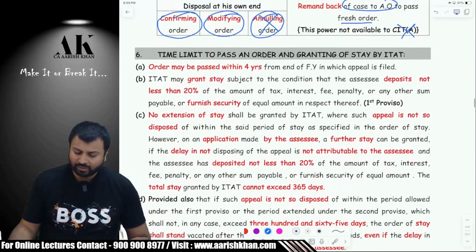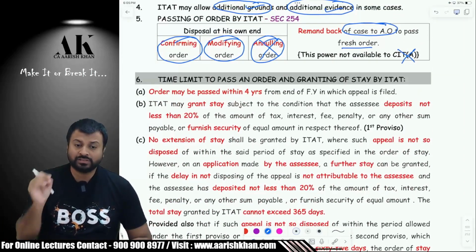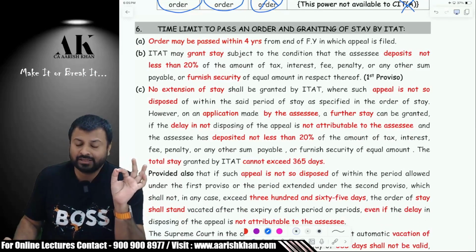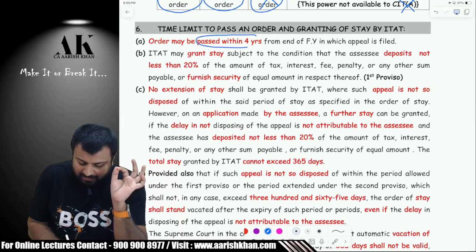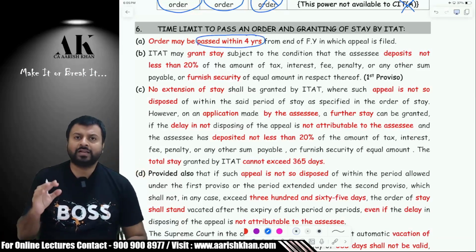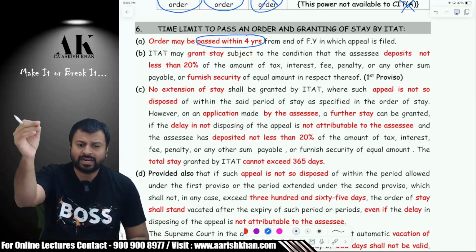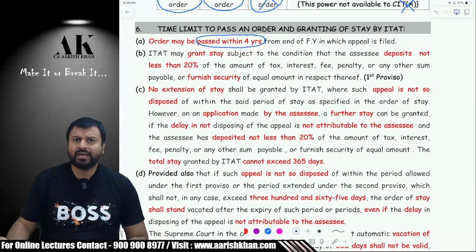Now, what is the time limit to pass an ITAT order? This is a very complicated issue. You have to be very careful when I'm explaining this point. By default, ITAT has to pass an order within 4 years from the end of the financial year in which the appeal is filed. In whichever year the appeal is filed, within 4 years from the end of the financial year of that year, the ITAT has to pass an order.